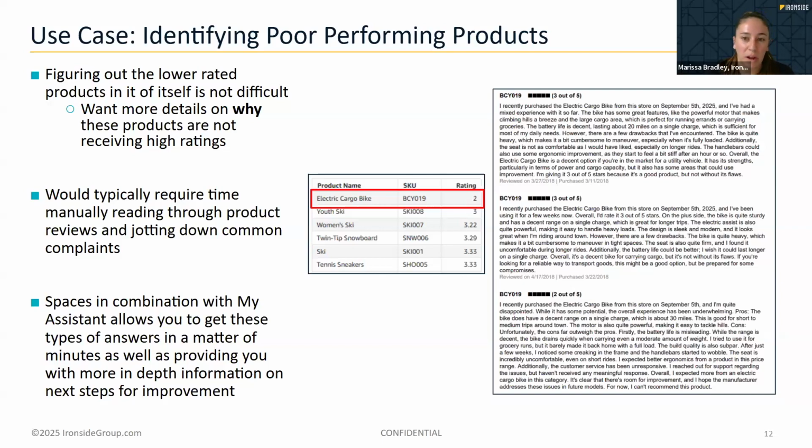Identifying the lowest rated product in and of itself isn't super difficult. As you can see in my table, we can just sort the products by rating from lowest to highest. But if we want to understand why it's getting low ratings, someone would have to manually read through all those customer comments and reviews, which are quite lengthy and would take a long time to get through and summarize into key points and key complaints. With Spaces in My Assistant, you can get to those answers in a few short minutes rather than hours, or maybe even days, depending on how many reviews there are.